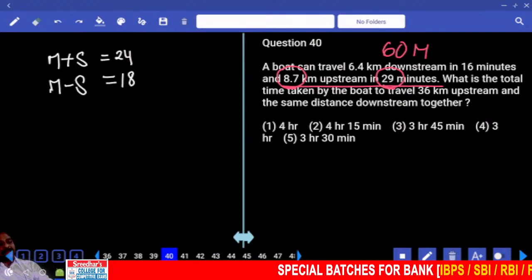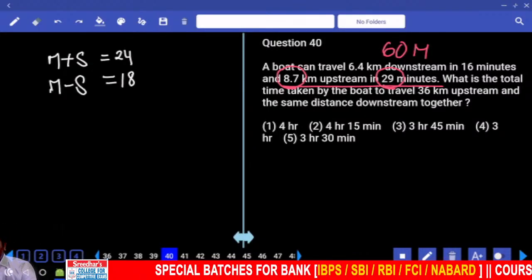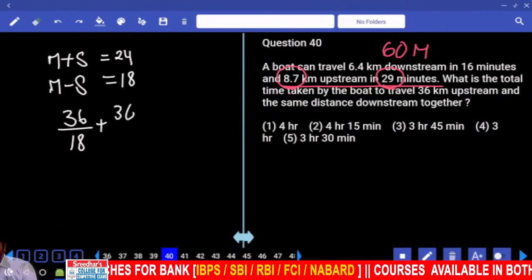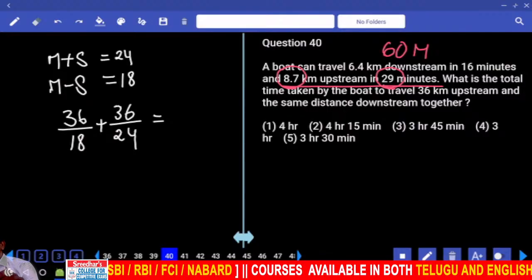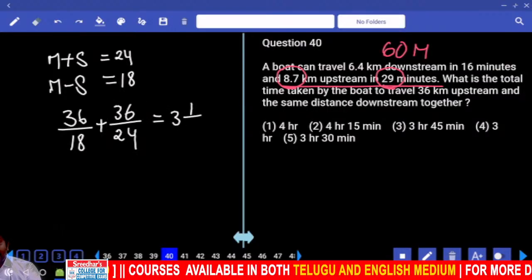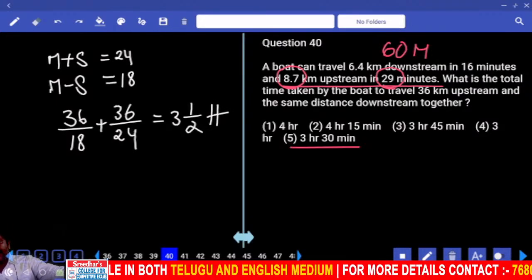What is the total time taken by the boat to cover 36 kilometers upstream and the same distance downstream? 36 kilometers upstream, same distance downstream. 36 by 18 is 2. 36 by 24 is 1.5. Total 3.5 hours, which is 3 hours 30 minutes.